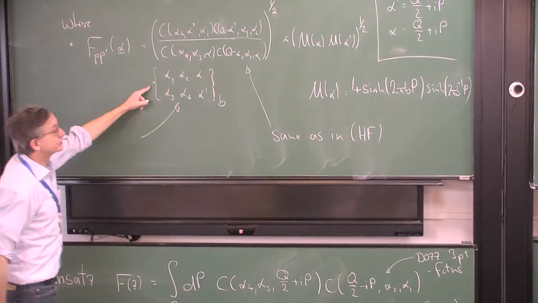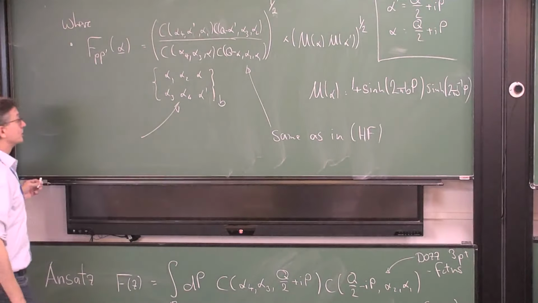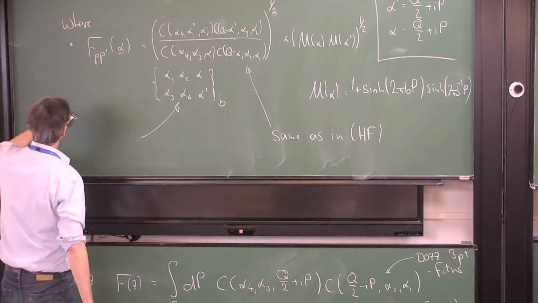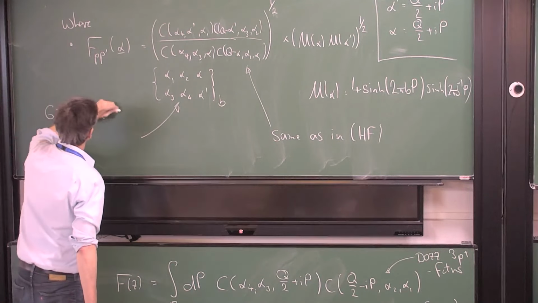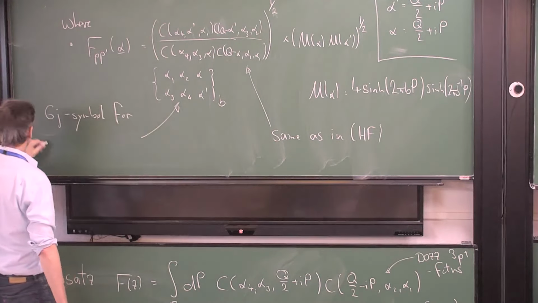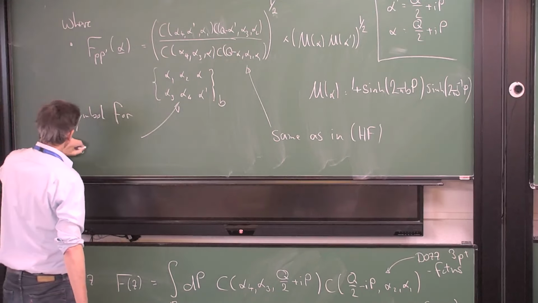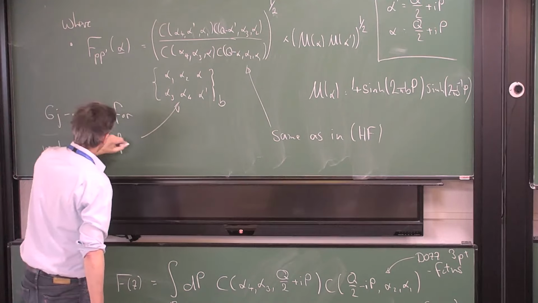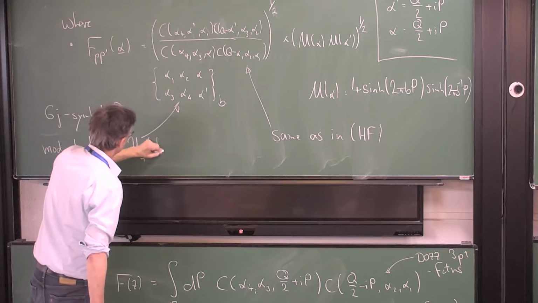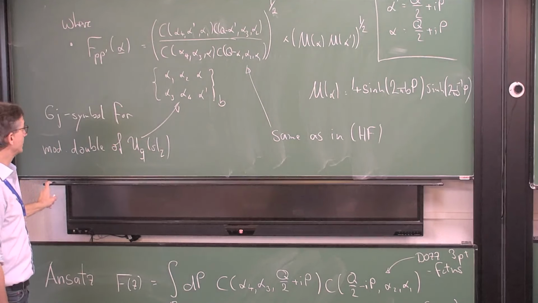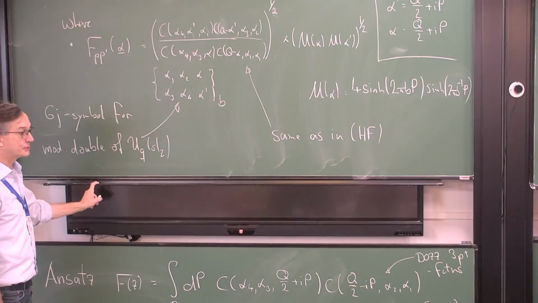And the point is that this here is a 6J symbol, however, of a novel type. Namely, it's a 6J symbol for what is called the modular double of U_q(sl2). Well, we won't have the time to really introduce U_q of sl2 now, what the modular double is, how to do its harmonic analysis, and so on and so forth.